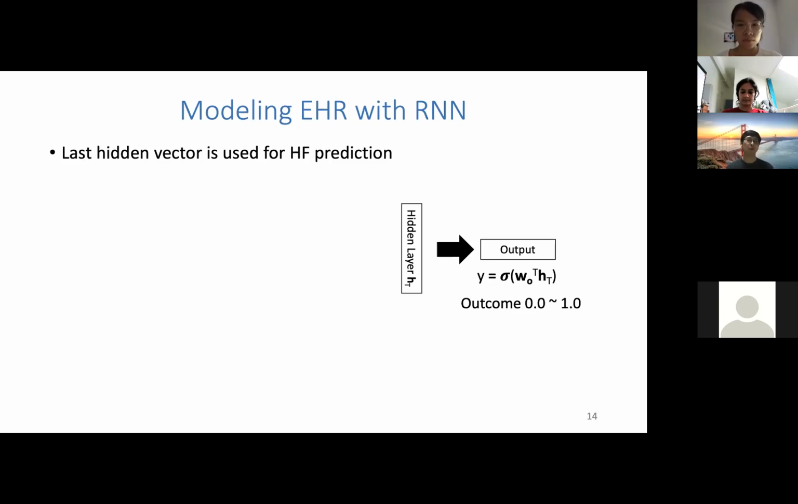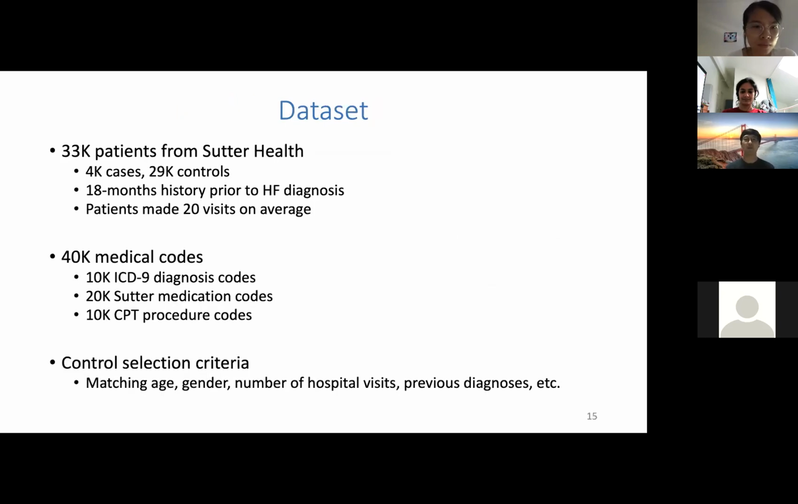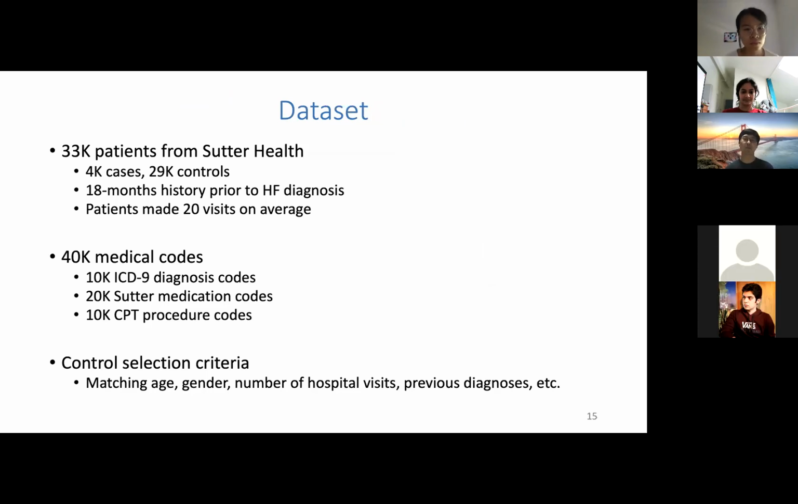From a 2021 perspective, this is an extremely simple approach. But back in the day, this was kind of the state of the art, and nobody actually knew if it would work or not. Okay, so I just tried it out, on the patient records that I was provided from Sutter Health. It consisted of about 30,000 patients, and about 4,000 of them were heart failure cases, who were actually sick, and the rest, 29,000, were controls. And I was given about 1.5 years of history, so about 18 months.